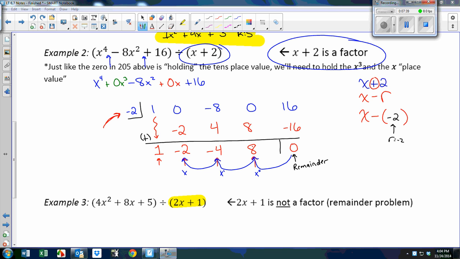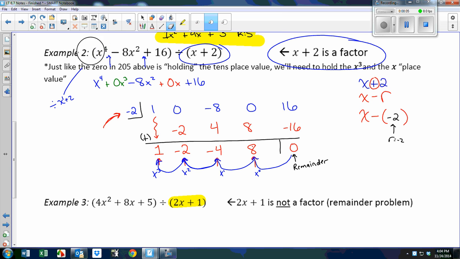Sorry about that. Again, working backwards here, -4 was the x to the 1 term. The -2 is the x squared term. And the positive 1 here is x cubed. That makes sense, because if you're taking an x to the 4th and dividing it by an x plus 2, you're going to divide x to the 4th by x to the 1, which gives you an x cubed answer. Anyways, that was just a little side note.